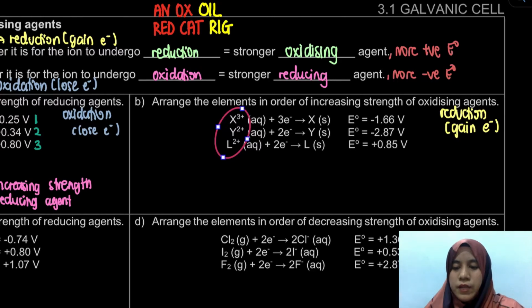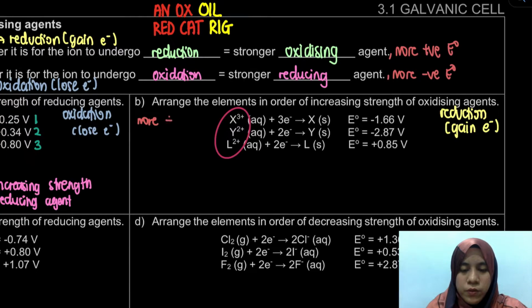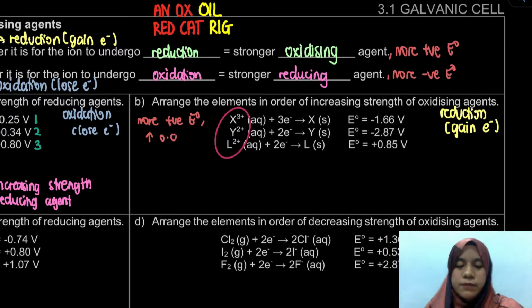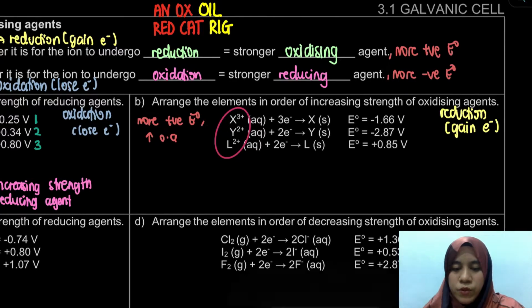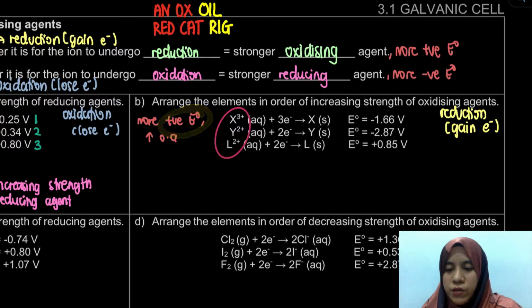So next, for the increasing strength of oxidizing agent, here we have written down: the more positive the E0 value, the stronger the oxidizing agent. So let's arrange it from the strongest to the weakest. Number 1, the strongest one must be the most positive. The most positive one here is this one.